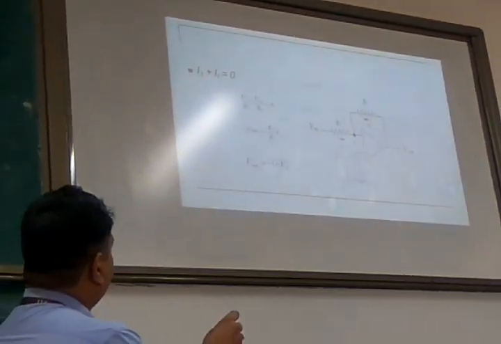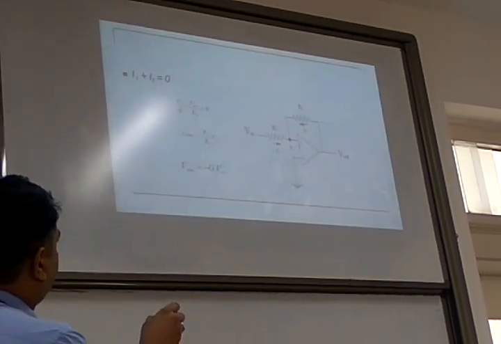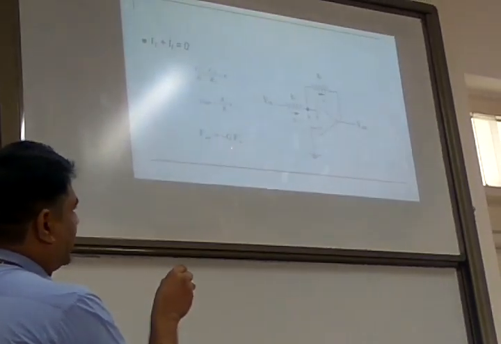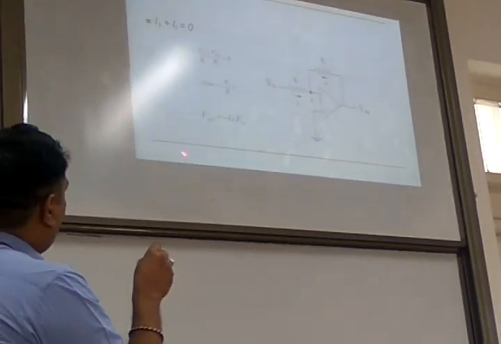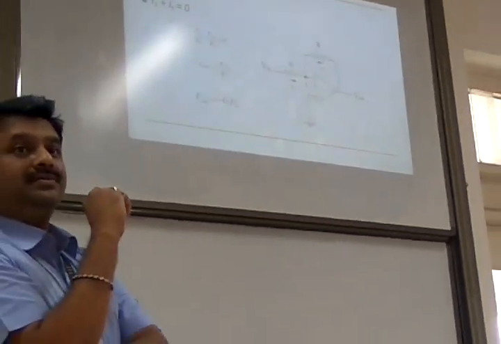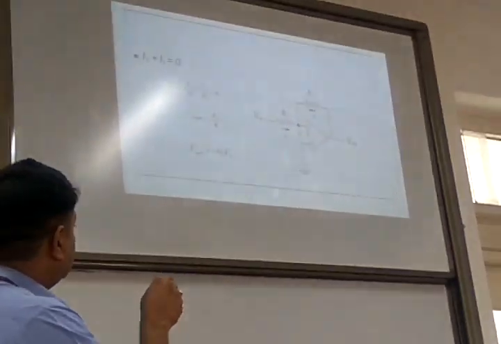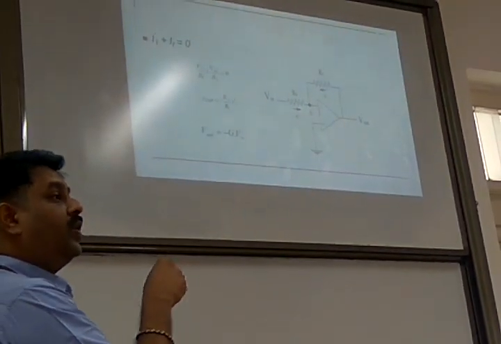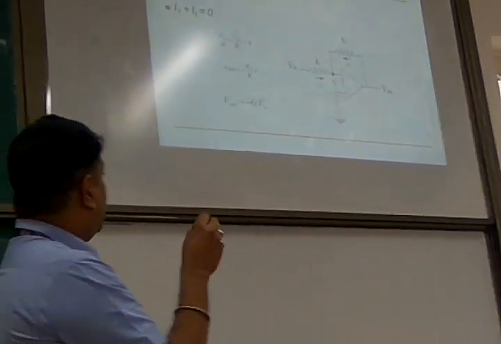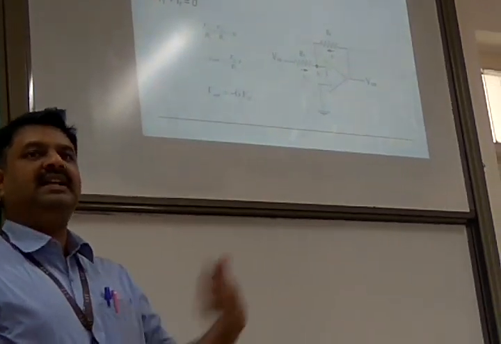We said it is an inverting amplifier. So what does that mean? Inverting amplifier. If I give 1 volt, if the gain is 5, what will be the output voltage? Minus 5 volts. If my input is minus 2 volts, gain is 5, what will be the output voltage? Plus 10 volts. Not only is it getting amplified, but the sign of the signal is changed.